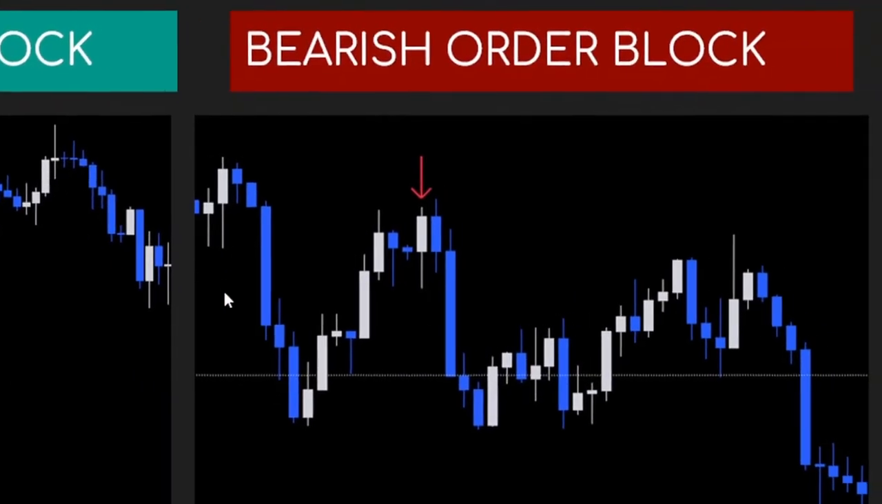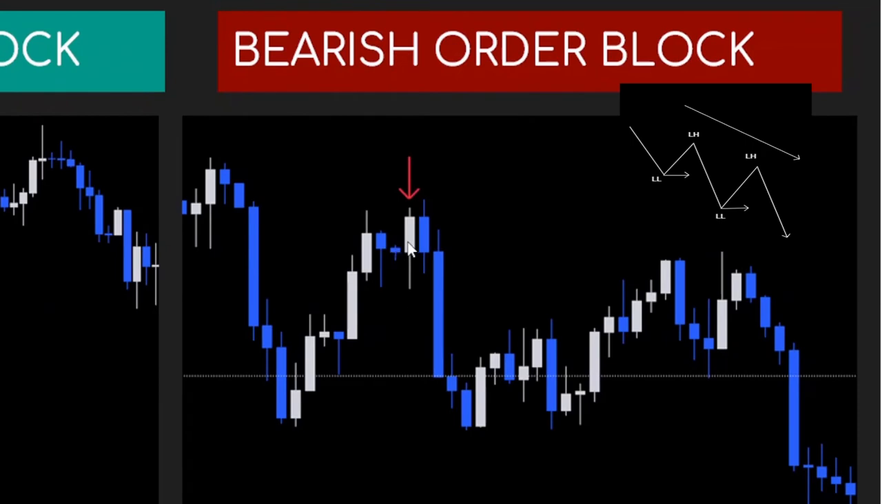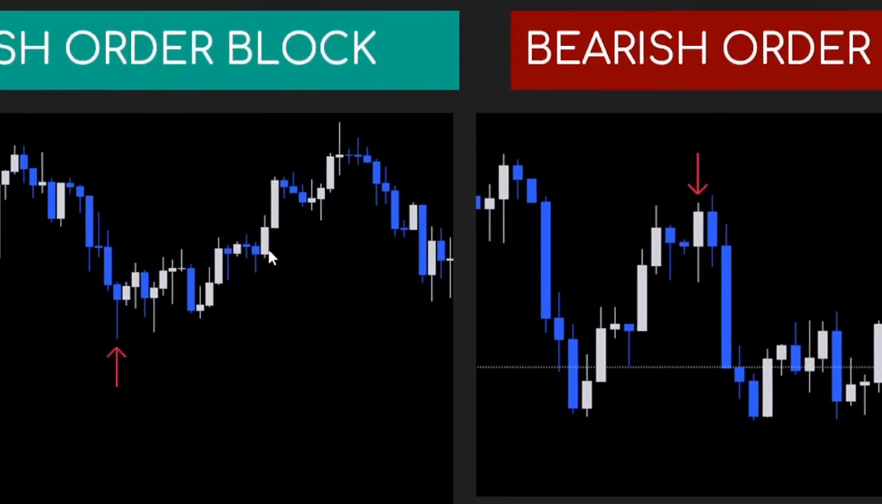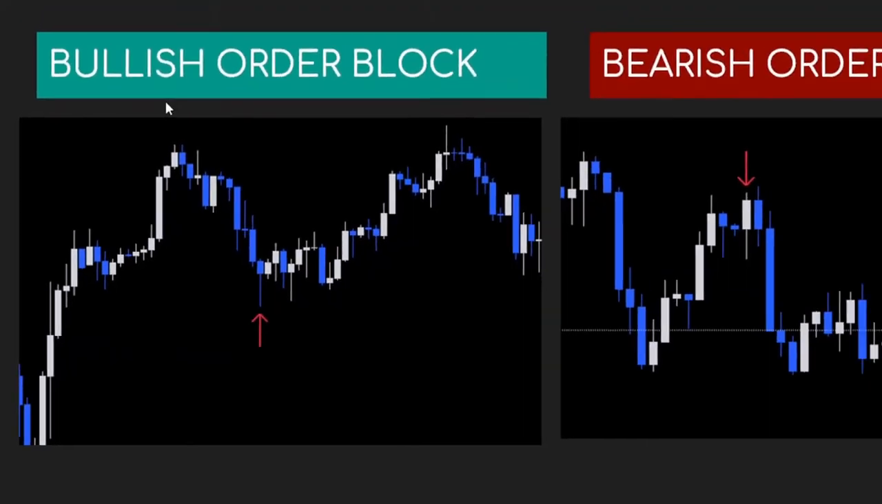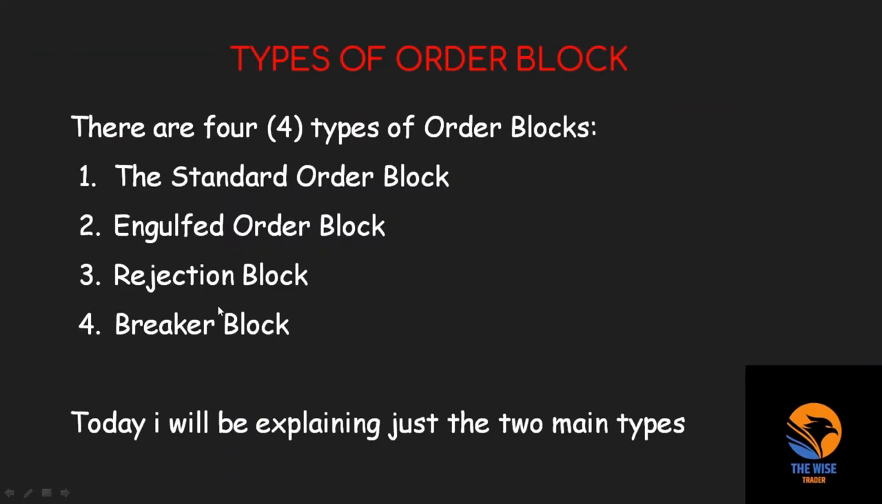While here the market was making lower lows, and this was the last up candle before it made a new low here. So this is the bearish order block, this last up candle, while this last down candle is the bullish order block. There are four main types of order block: the standard order block, engulf order block, rejection block, and order breaker block. But today I will be explaining just the two main types that you need to be profitable.